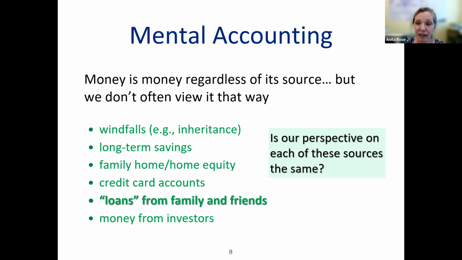So loans from family and friends is another. But no matter where the money comes from, it is still money. So we want to value the money the same. Now, when we think about mental accounting, we think, okay, I have monies that are coming in from one source and maybe monies that are in another, like a savings account, but I can manage that money mentally for myself. Certainly I have it maybe on a spreadsheet, but I can also mentally think about where those funds are.